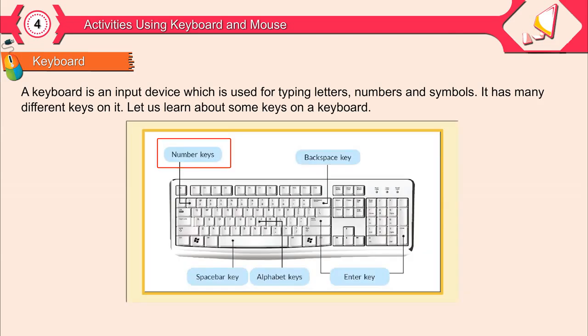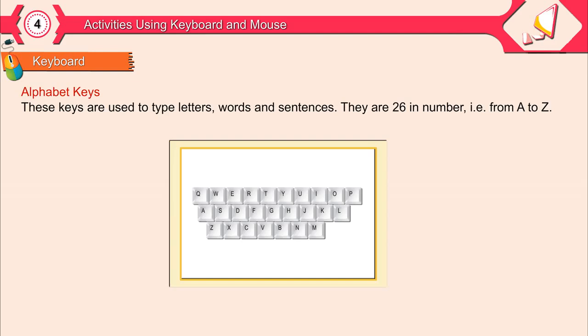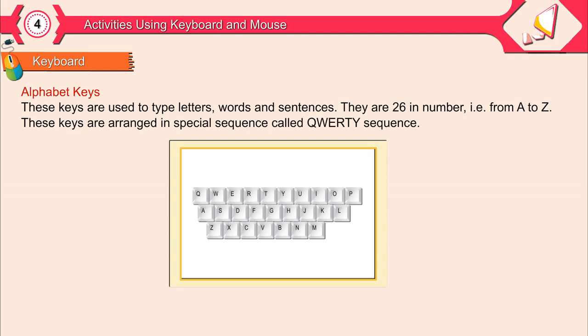Number keys, backspace key, spacebar key, alphabet keys, enter key. Alphabet keys. These keys are used to type letters, words and sentences. They are 26 in number, that is from A to Z. These keys are arranged in special sequence called QWERTY sequence.